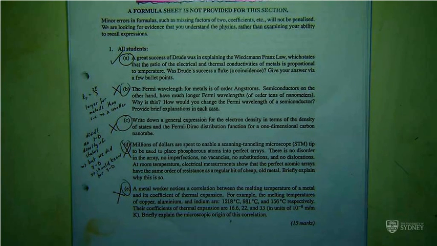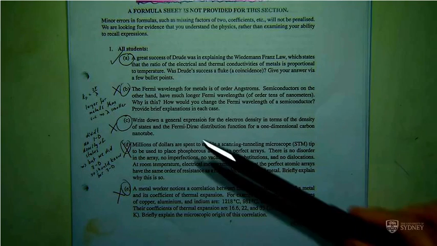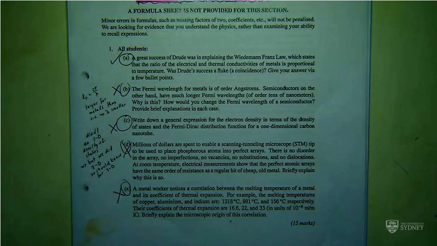Well, we talked about the Fermi wavelength of metals and so on, but we never talked about the Fermi wavelength of semiconductors. And they differ in size because in the metal, the Fermi wave vector Kf is quite large. So you wouldn't be expected to answer that because we haven't really discussed it.